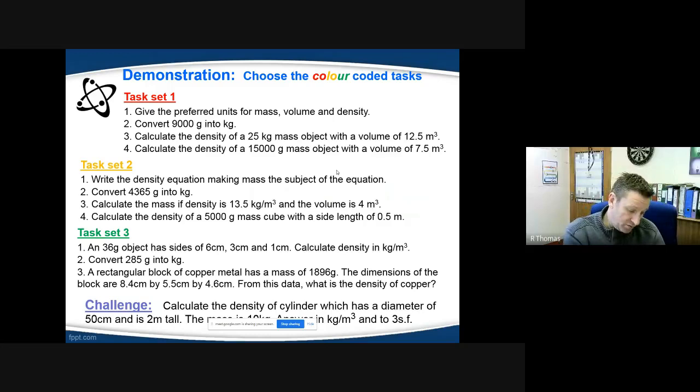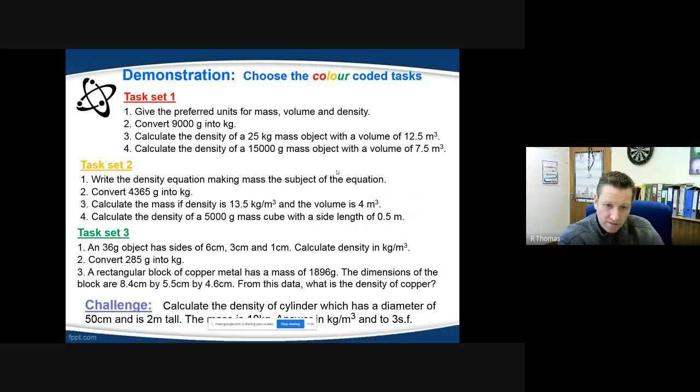Right, task 2, which I'm sure most of you have done. What's the density equation making mass the subject? So mass is density times volume. Convert 4,365 grams into kilograms is 4.365. Calculate the mass. If that's the density, 13.5, and the volume is 4. All the units look right there. So mass is density times volume. So if you times it by 4, just double it and double it again. So that's 27, that's 54 kilograms.